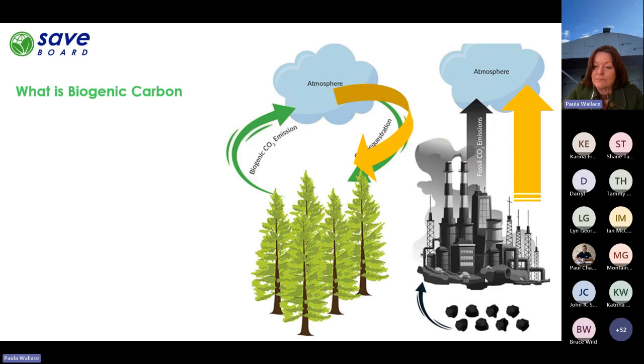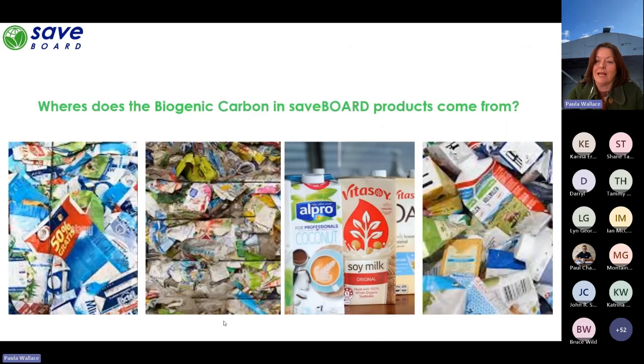So up next, where does the biogenic carbon in saveBOARD products come from? The recipe we use to make saveBOARD is 60 to 70% composite packaging, depending on what product we're actually making. It also includes soft plastic and end of life and offcuts of board.